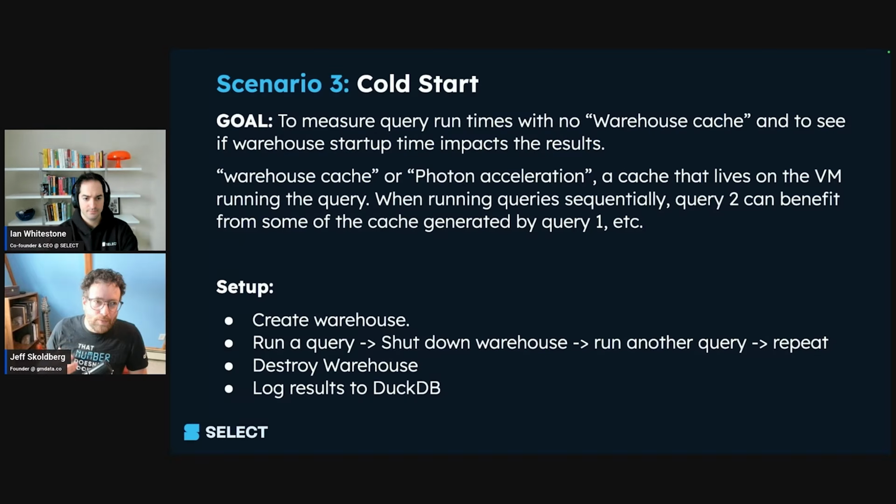And so if you run 22 queries sequentially, query number 2 benefits from the warehouse cache of query 1. Every query is now considered a warm query, benefiting from the warehouse cache from the queries that came before it. So we wanted to see what happens if you cold start, turning the thing off between every query and then running it. How does that shake out? It's called photon acceleration in Databricks, and warehouse cache in Snowflake. This is a very expensive endeavor because every time you resume a warehouse, Snowflake will charge you for 1 minute.